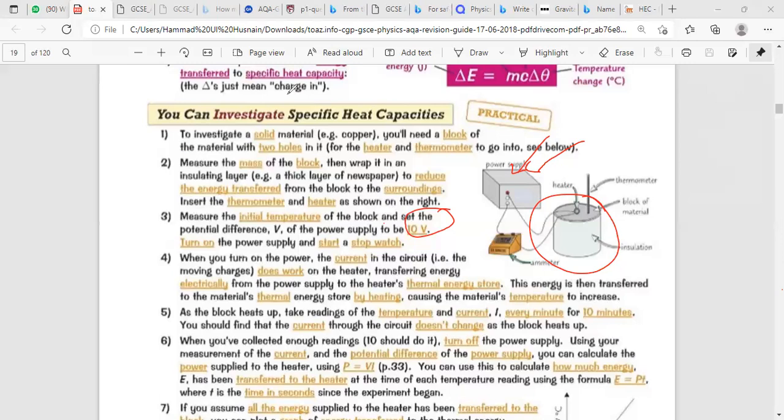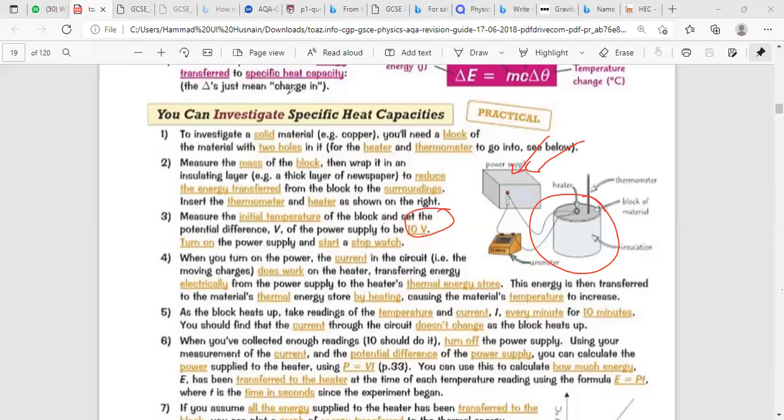In the next step, as the block heats up, take the reading of the temperature and the current I every minute for 10 minutes. You should find the current through the circuit doesn't change as the block heats up. Now you see what you will do. You will take readings of temperature for the next 10 minutes. You will see the temperature rise gradually. When you have collected enough readings, 10 should do it, turn off the power supply.